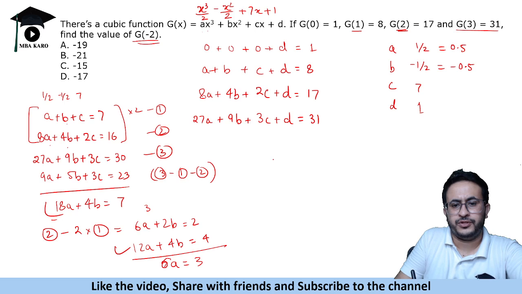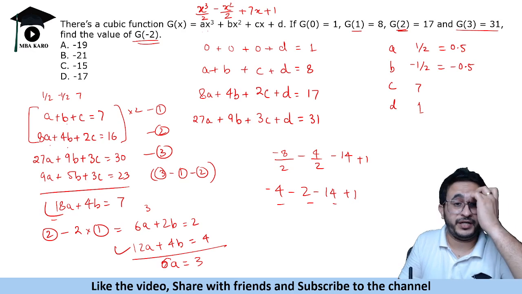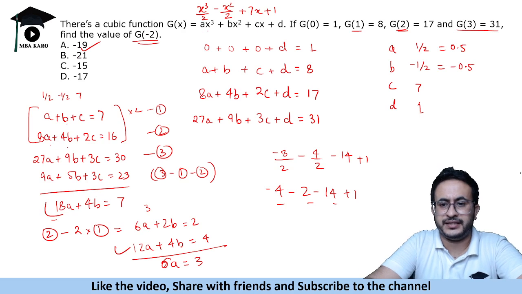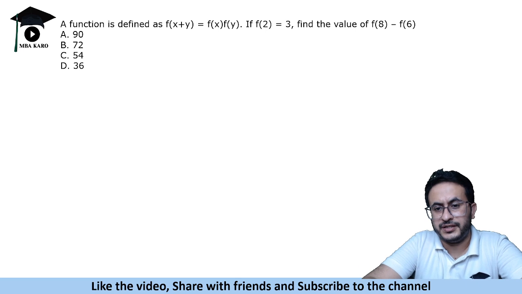So put minus 2. We will get minus 8 by 2 minus 4 by 2, and 7 into 2 is minus 14, and plus 1: minus 4, minus 4, minus 2, minus 14, plus 1. So this is minus 20, and minus 20 plus 1 is minus 19. That is our answer. So it was like getting equations in 3 variables and solving those equations. Okay, simple, but that's the execution time that you need to solve this equation.